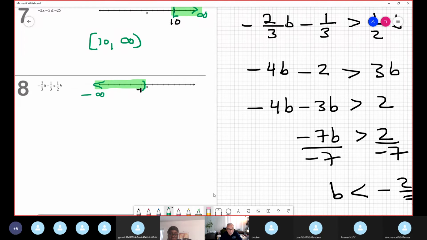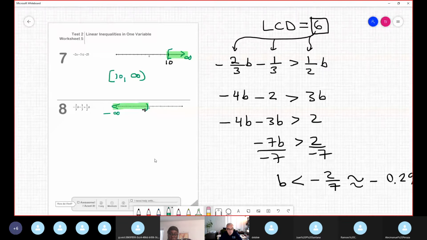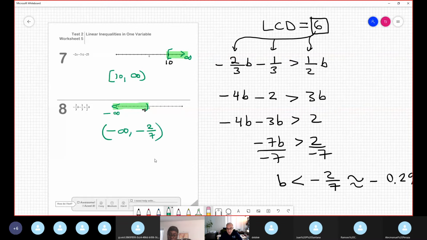Okay, this is how you write interval notation. It's from negative infinity, parentheses, negative infinity, comma, this guy gets minus 2 over 7, which is approximately 0.29.